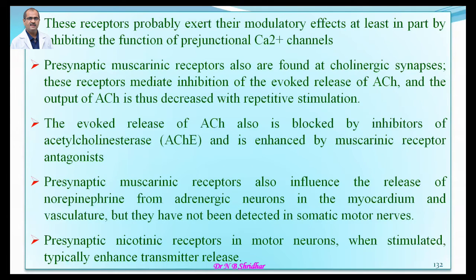The presynaptic muscarinic receptors also influence the release of norepinephrine from adrenergic neurons in the myocardium and vasculature. They are not detected in somatic motor nerves. Presynaptic nicotinic receptors in motor neurons, when stimulated, typically enhance the transmitter release. So this is the action. Of course, different types of mechanisms are brought out by stimulating the presynaptic receptors.